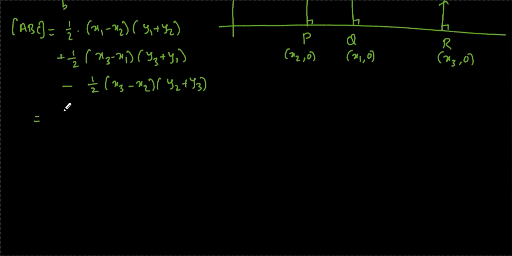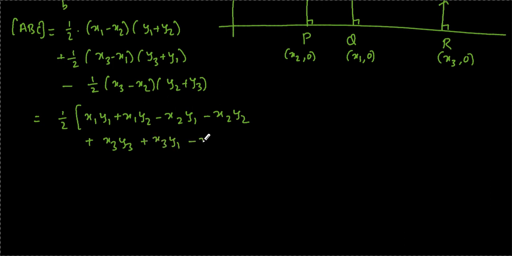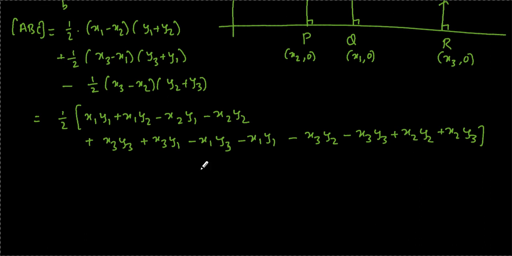We simplify this expression, we get half into x1 y1 plus x1 y2 minus x2 y1 minus x2 y2 plus x3 y3 plus x3 y1 minus x1 y3 minus x1 y1 minus x3 y2 minus x3 y3 plus x2 y2 plus x2 y3. We observe there are some cancellations to be made.